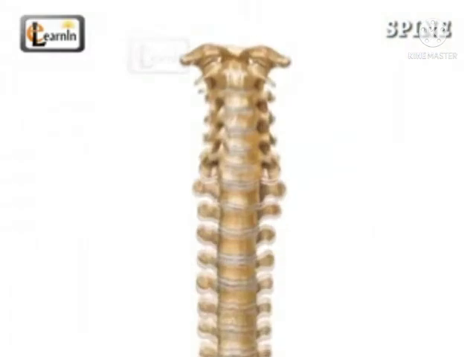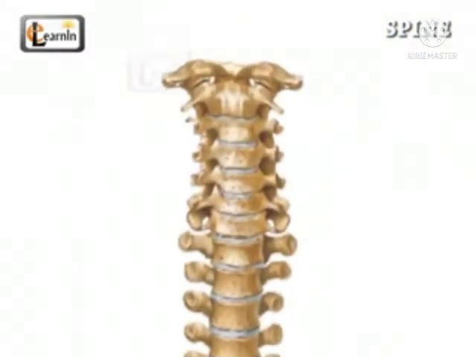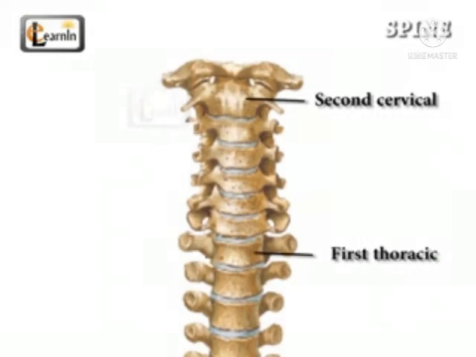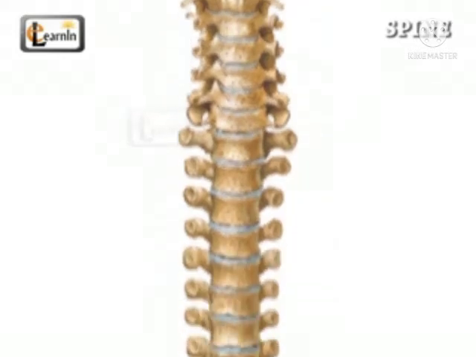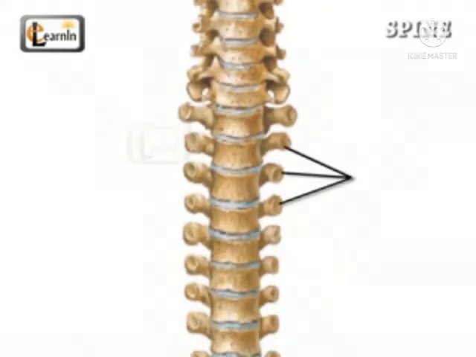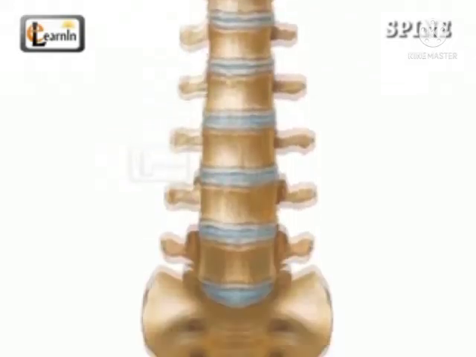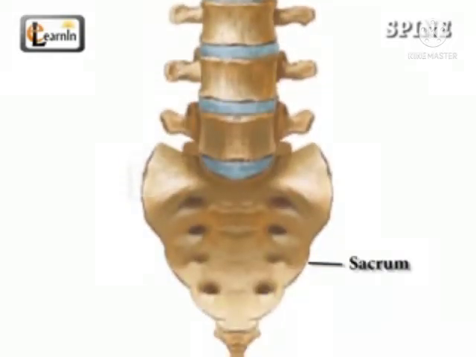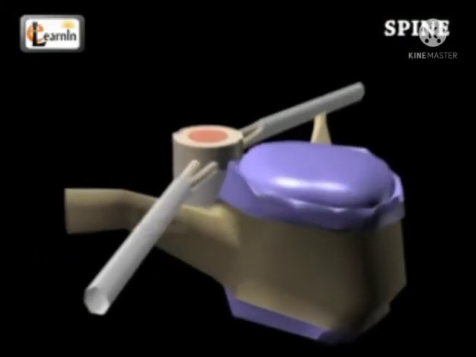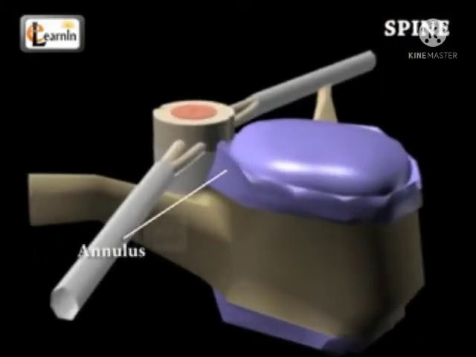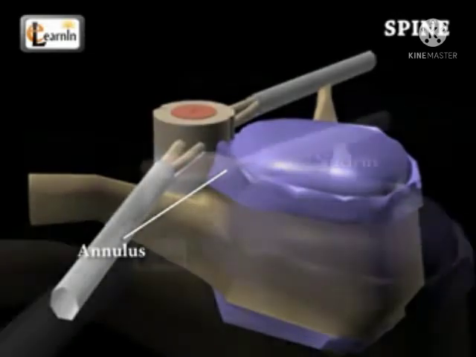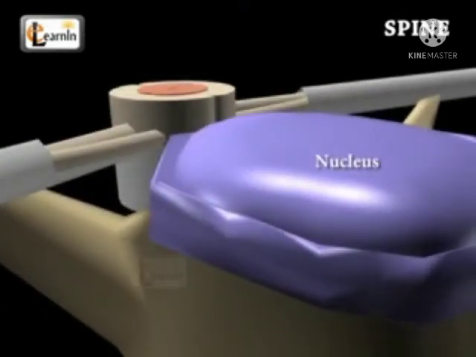The vertebrae increase in size from the neck downwards, that is, from the second cervical to the first thoracic. There is a slight decrease in the next 3 vertebrae, and then again there is a gradual increase in size till the sacrum. Each fibrous disc is made up of 2 parts. The annulus is the hard outer layer of the disc. It surrounds a sponge-like center called the nucleus.